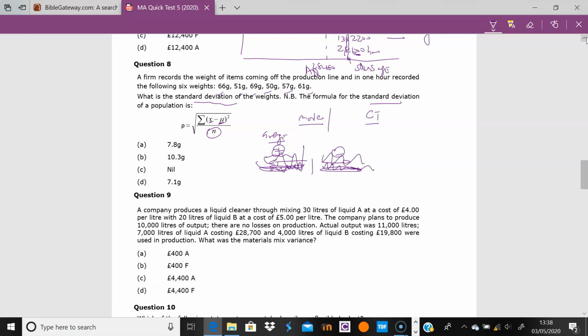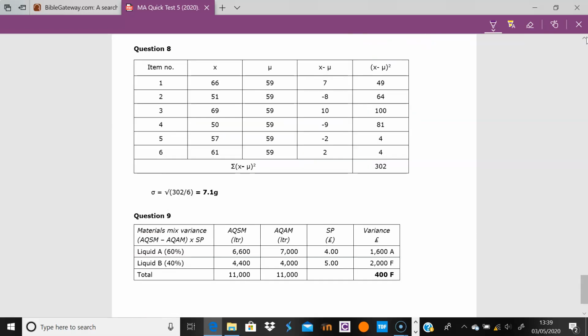So going to the answers, the first thing we have to do is find the mean, and just use the formula that's given to you at all times. That's the standard deviation, and that's the sum, if you like. So let's go and look at the answers straight away.